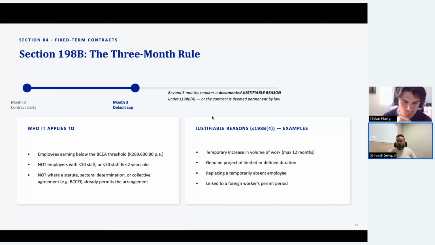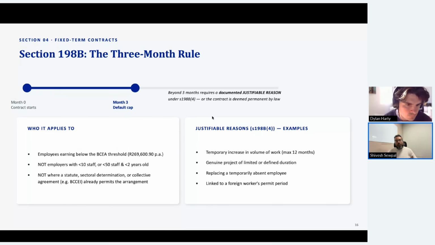There are a few important carve-outs and exclusions, but for today's purposes, the practical point is this. If you want to keep someone on a fixed-term contract beyond 3 months, you should not just rely on habit or convenience. You need a proper legal basis. Examples of justifiable reasons include a temporary increase in the volume of work, a genuine project of limited duration, replacing an employee who is temporarily absent, or a contract linked to a foreign national's work permit period.